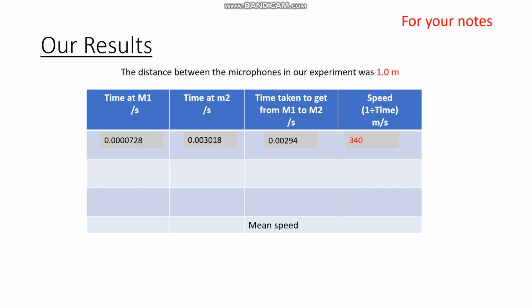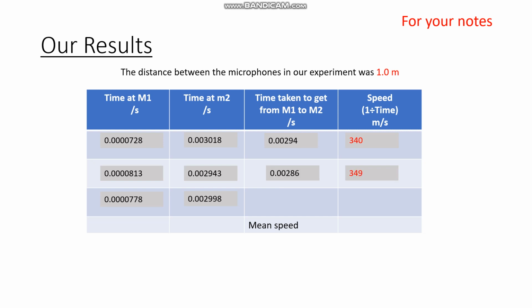Now what I'd like you to do is to work out a value for speed using the following sets of data there. In each case, the first thing you're going to do is work out the time it takes the sound to get from 1 to 2 by subtracting that from that, putting your answer there. And then to work out the speed, it's 1 divided by that time there. Can you pause the video and have a go at completing that table? I'll go through it shortly.